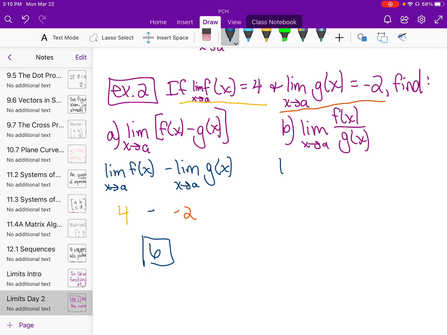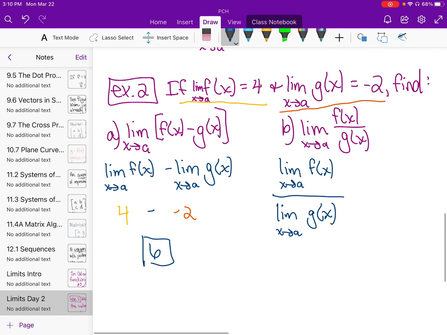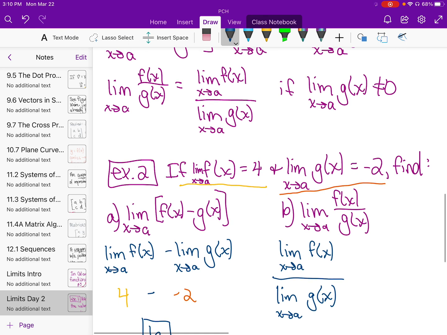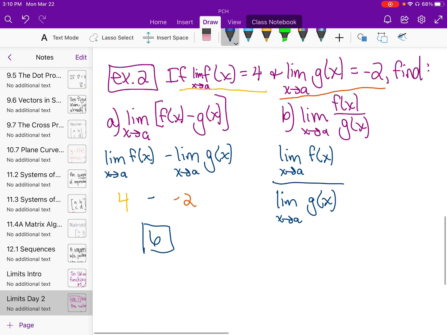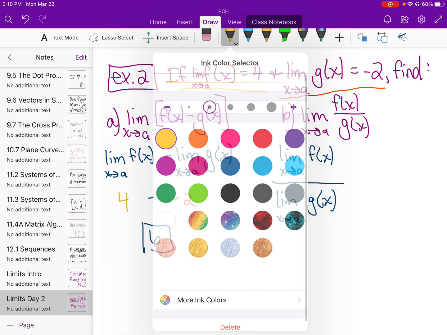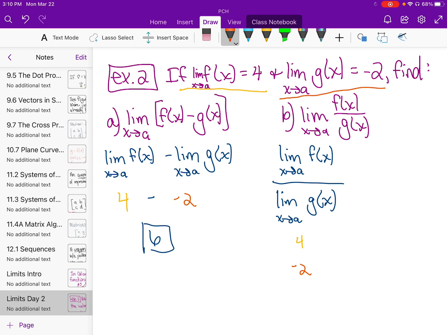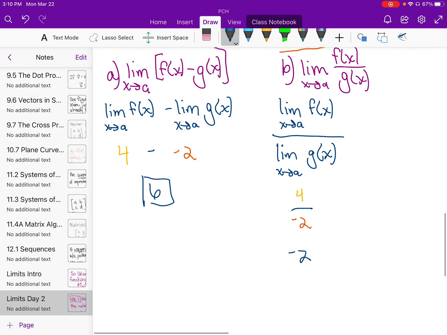Same thing is true for B. These are pretty straightforward problems. I'm using the property, which I'll show you in a second, to split up a single limit of division problem into two, this one right here at the very top. So splitting it up into two limits that are being divided. And then again, I know the limit of f is equal to 4, and I know the limit of g is equal to -2, and the question is asking me to divide those, so the answer is -2.